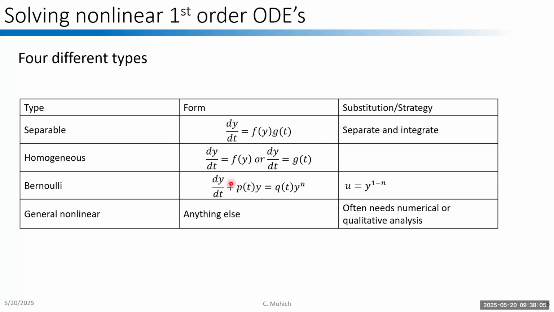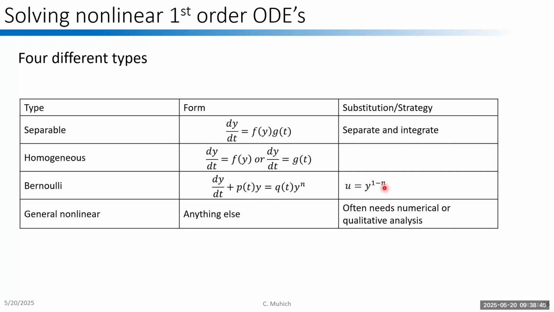Okay, so we can also have what we call Bernoulli type functional form. In this case, we have dy/dt plus p of t times y equals q of t times y to the n. And this is important, that I have to have on the right-hand side just y to the n. I can't have these extra terms. If I'm in this very special functional form, I can still solve it using a substitution of u equals y to the 1 minus n. And I'll show you this in a second.